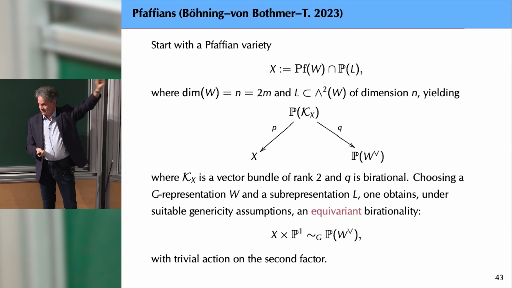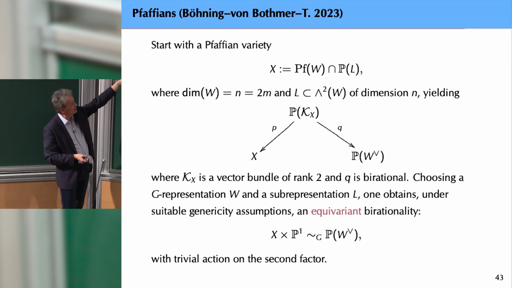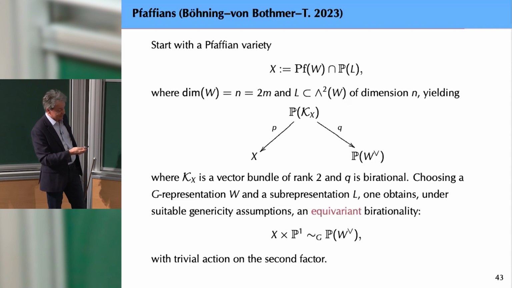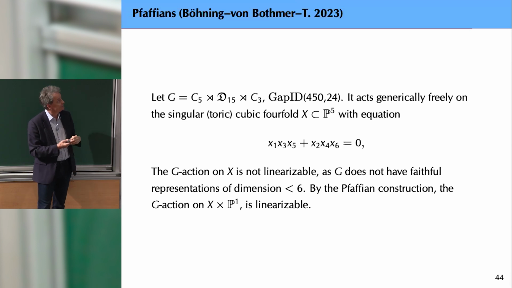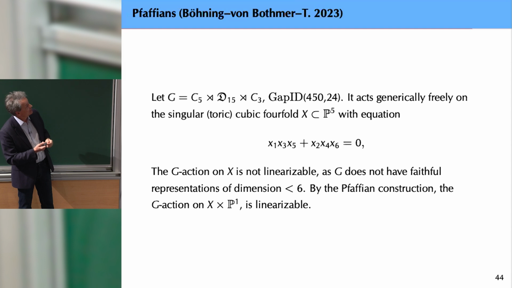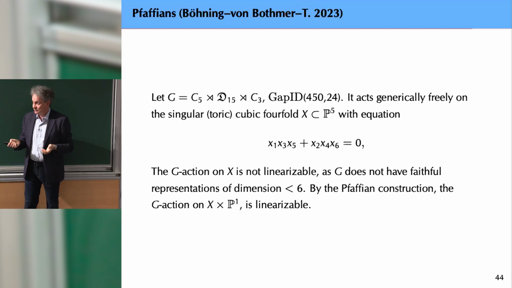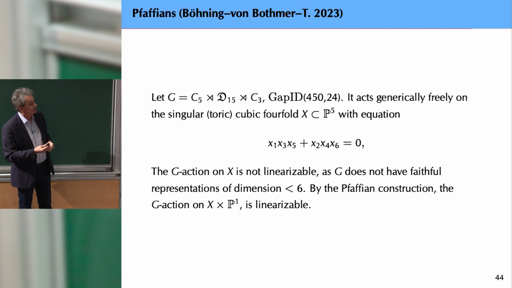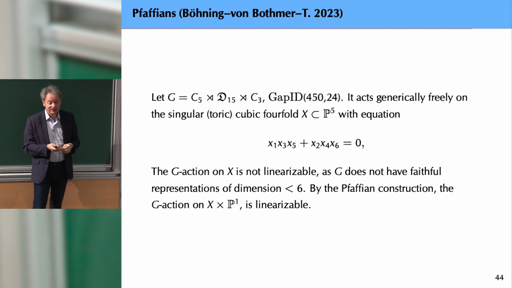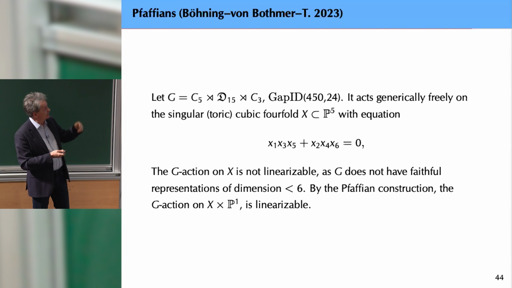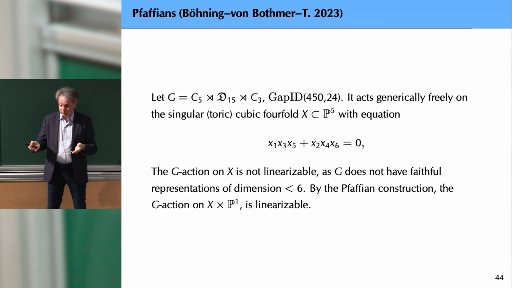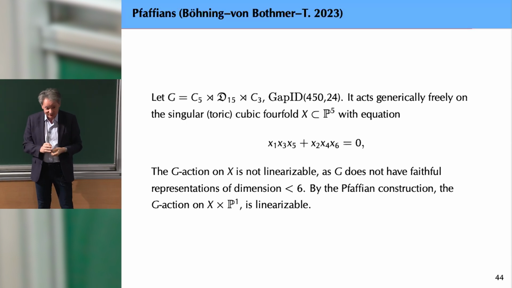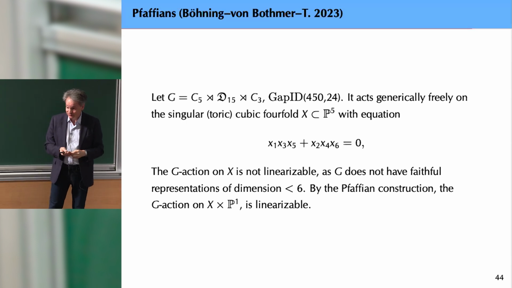You kind of split off that vector bundle, even the P1 bundle, and then with the projectivization of the dual. And when you deploy this, you look at this particular group and this toric cubic fourfold with that action. And then the action is not linearizable because there simply isn't a faithful representation of dimension big enough. But the Pfaffian construction will tell you that X times P1 is linearizable. And well, you know, of course, I'm sort of fascinated by the developments in birational geometry, obstructions to rationality, and so on and so on.